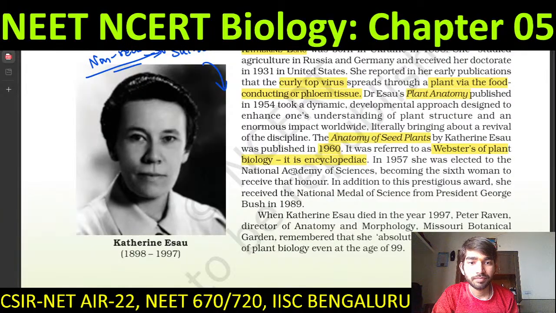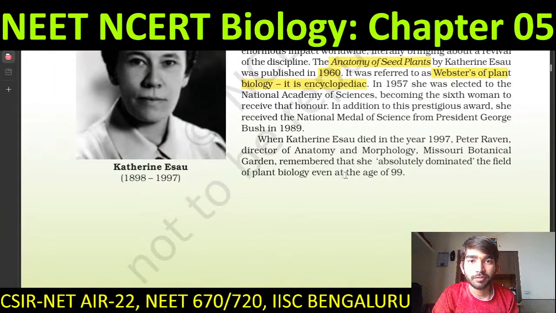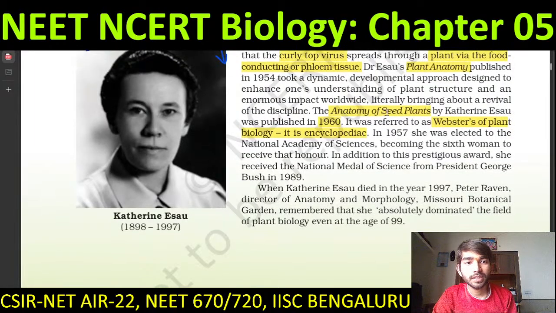In 1957, she was elected to the National Academy of Sciences, becoming the sixth woman to receive that honor. In addition to this prestigious award, she received the National Medal of Science from President George Bush in 1989. All this is not very important from a science perspective. When Katherine Esau died in 1997, Peter Raven, Director of the Missouri Botanical Garden, remembered that she absolutely dominated the field of plant biology, at the age of 99. I think only this part is important.